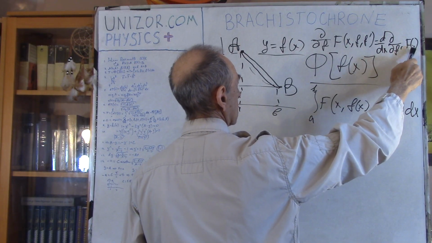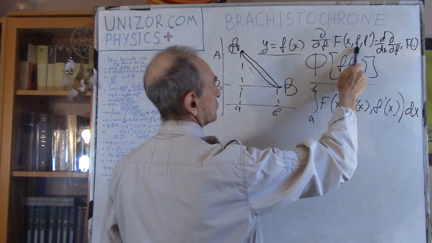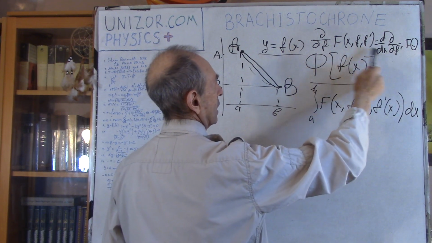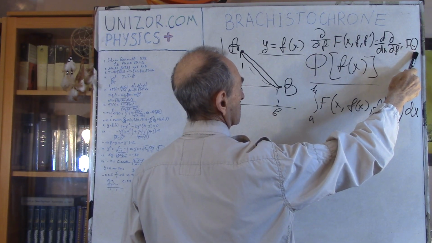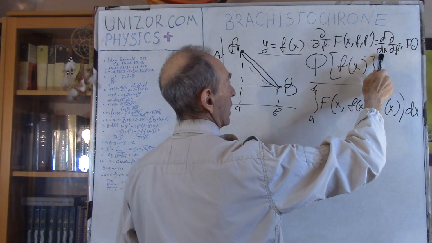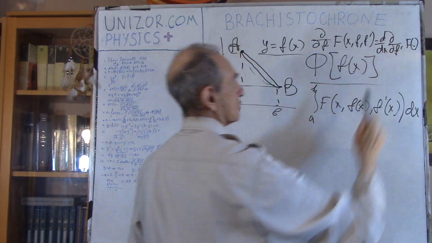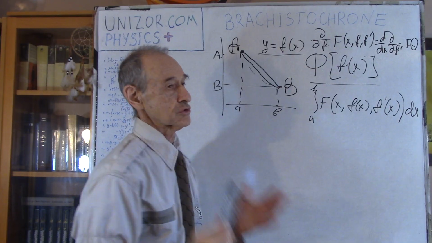The same argument, x, f, and f prime. So this is partial derivative by the second argument. This is partial derivative by the third argument, the derivative of f. And this is just derivative by x of whatever comes out of this partial derivative. So this is the Euler-Lagrange differential equation.